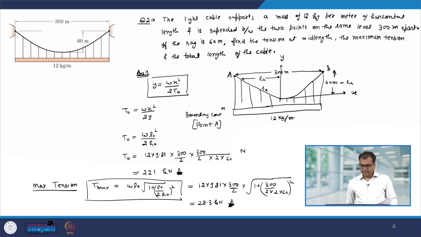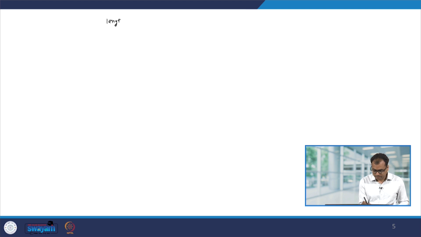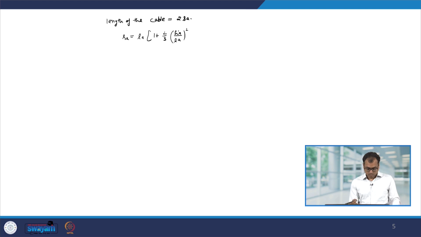Now, let us calculate the length of the cable. From here you can see that the length of the cable will be 2 times SA, and let us find out what is SA. SA will be LA times (1 plus 2 by 3 (HA over LA) square. Now, I am also going to take the third term, minus 2 by 5 (HA over LA) to the power 4. If you want, you can ignore this. Now, again let me emphasize, to use this formula I have to make sure that HA over LA should be less than half.